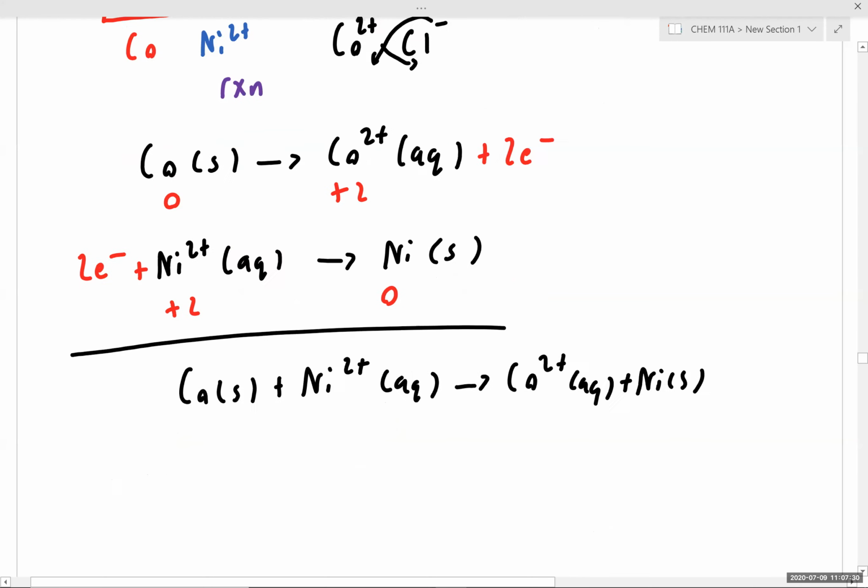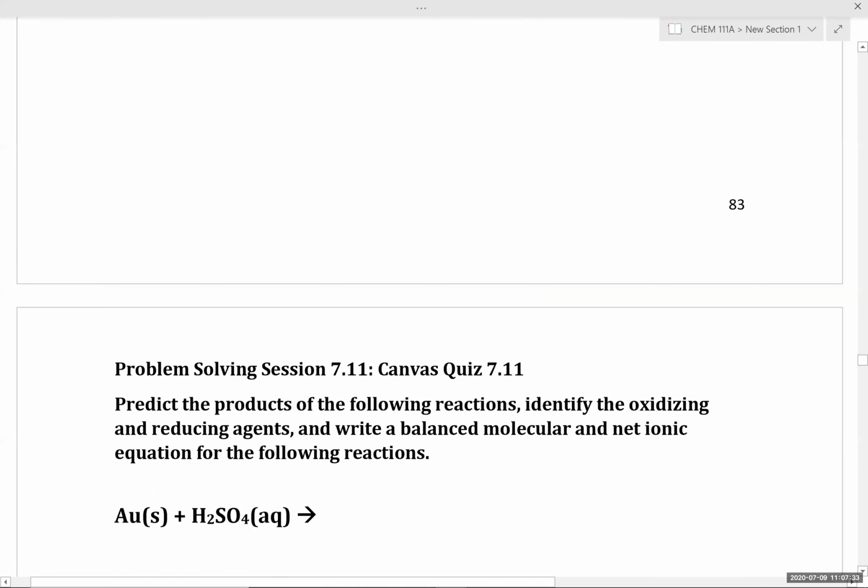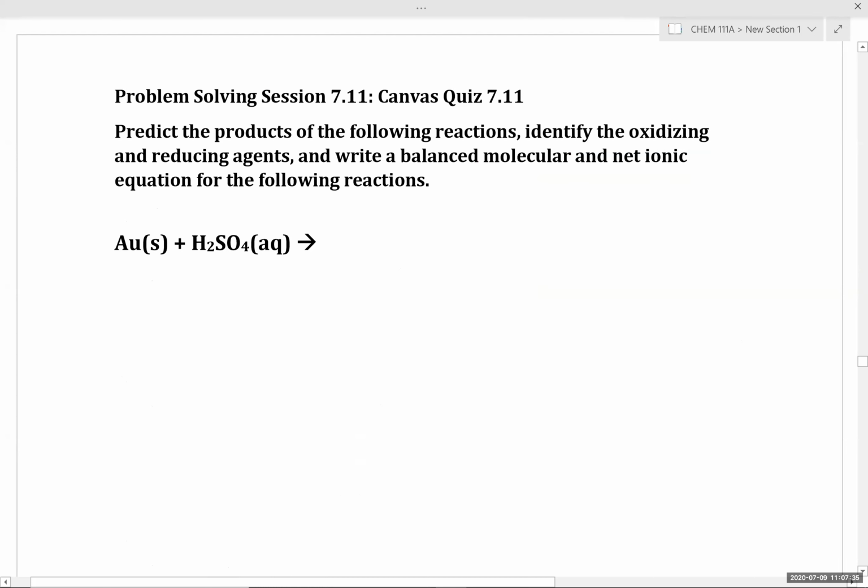So in order to test our understanding, let's try to look at the following reaction. Let's try to predict the products, identify the oxidizing and reducing agents, and write a balanced equation if a reaction occurs. And we'll discuss in about 3 to 4 minutes.